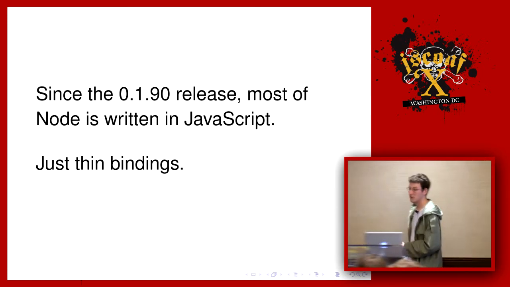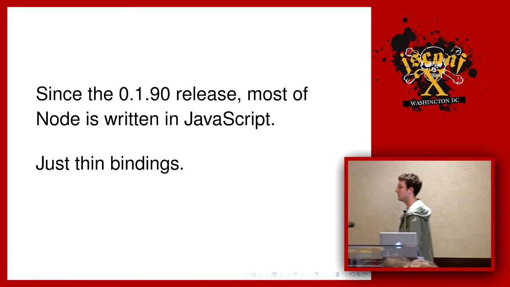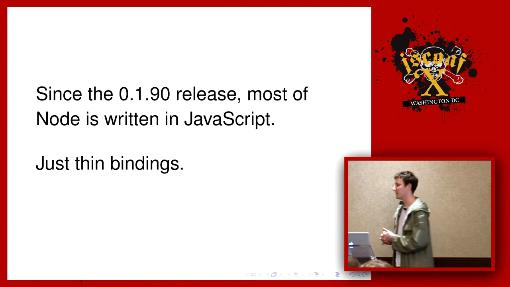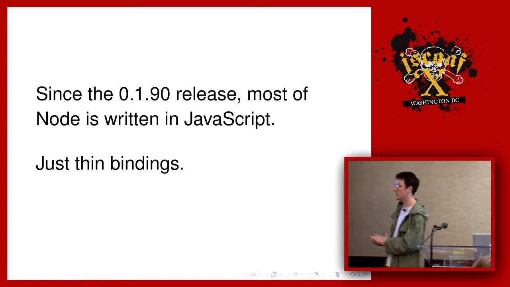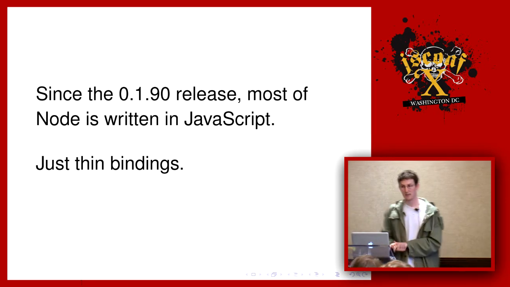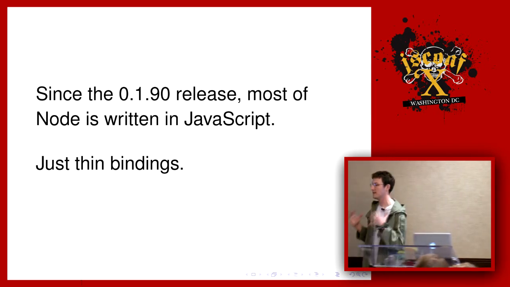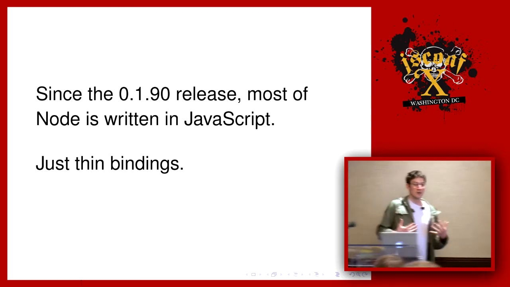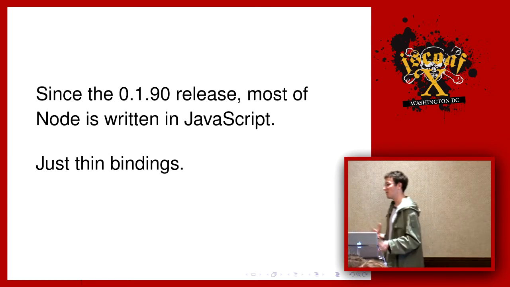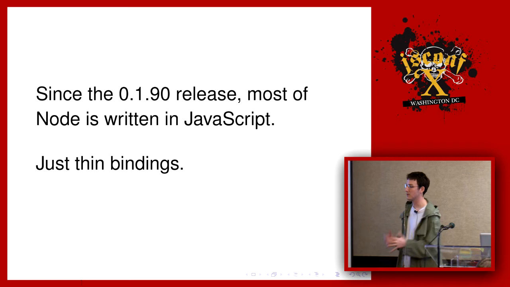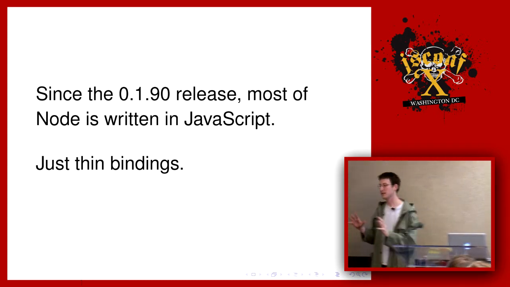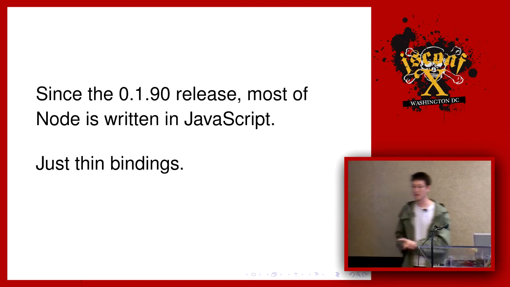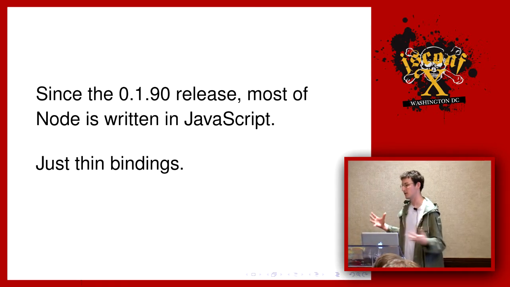Right, and since the 1.90 release of Node, which was a couple weeks ago, Node is mostly written in JavaScript now. Back when I gave the talk last November, most of Node was C, with just a thin binding layer. So most of the algorithms that Node used to push data to the socket were basically opaque, because they were inside this C realm that people don't really want to touch. And it's hard to modify. C's a hard language to manipulate.